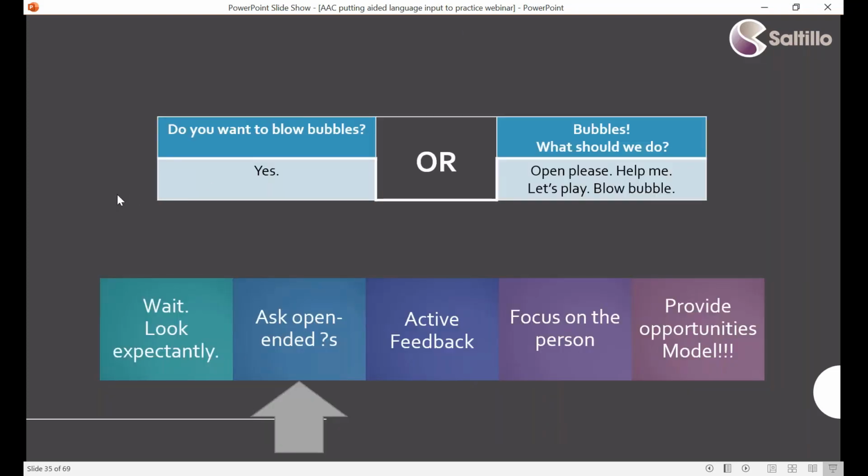Okay, so our next strategy is asking open-ended questions. The flip side to this one that we tended to do more often than not was asking close-ended questions, where maybe we gave a binary choice, like a yes or a no, this or that, whatever it is. Instead, what we want to try to do is flip the question to open-ended. So in our example here, instead of asking, do you want to blow bubbles, you could say, oh, bubbles, what should we do? And by doing that, we now open that opportunity to increase our language. So we could say things like open please or help me, and we could be modeling these phrases on the device.